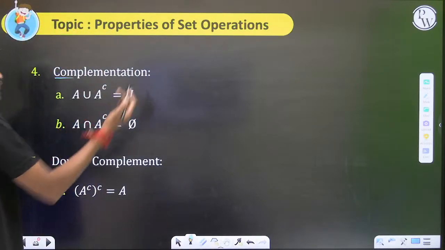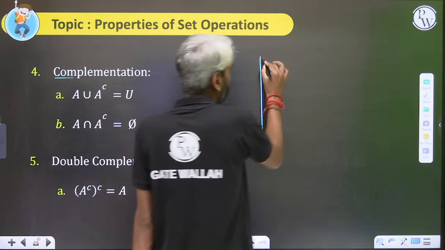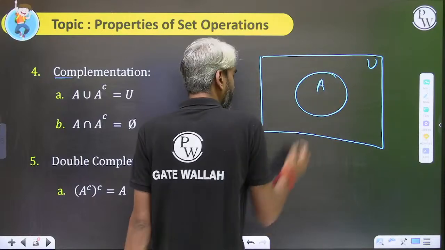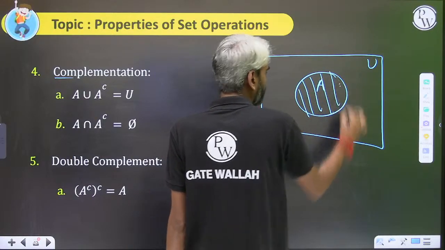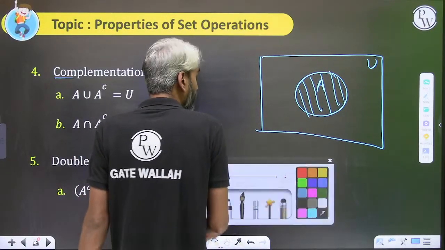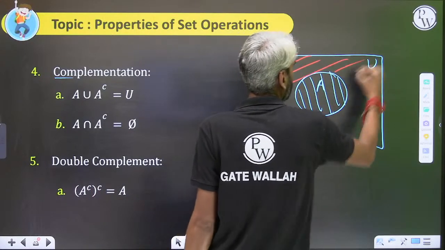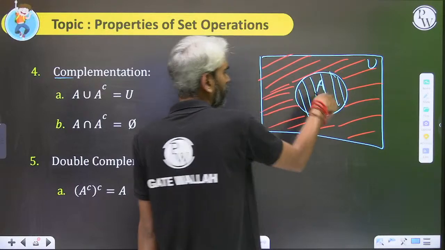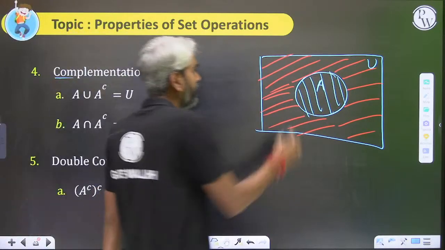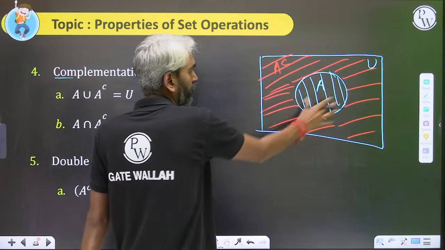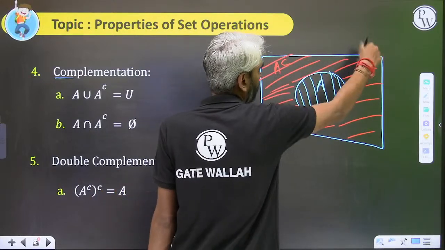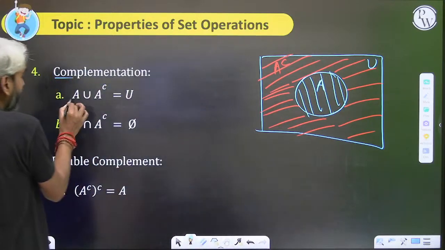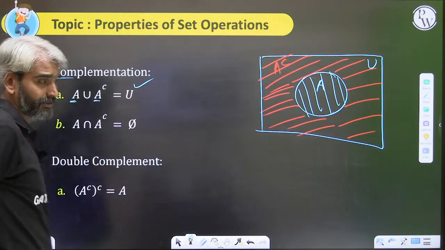So complementation. What do we mean by complementation? Let me explain one simple thing: this is your universal set, and this is your set A. Let's assume the elements of set A are this blue color shaded region. The complement of A will be this red color shaded region. Now my question is, if we take the union of the blue color elements and the red color elements, what will we get? The blue plus the red will be all the elements of the universal set. So if you take the union of set A with its complement, you will get the universal set.